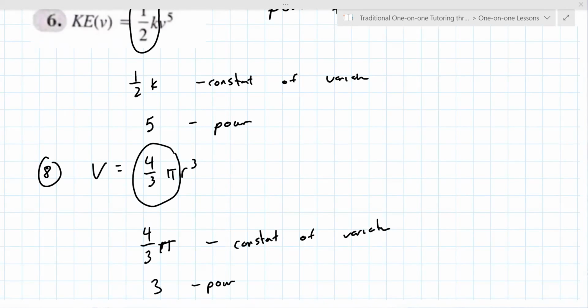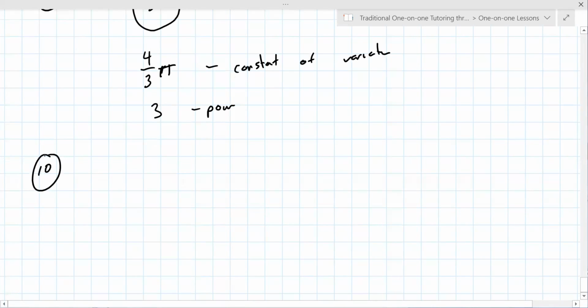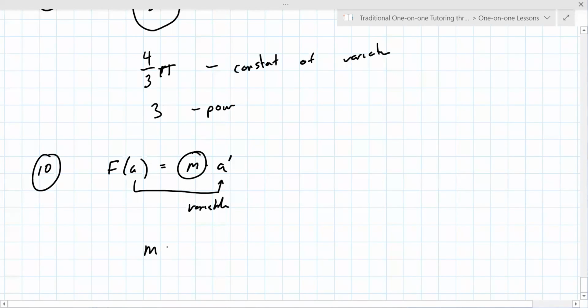And we got to do 10. C, G, K, and pi represent constants. Okay, so in 10, this one's a little bit odd. So this is a function of A only. So A is the variable. The power here is 1. So the constant of variation is just this M. And 1 is the power because it's the exponent.